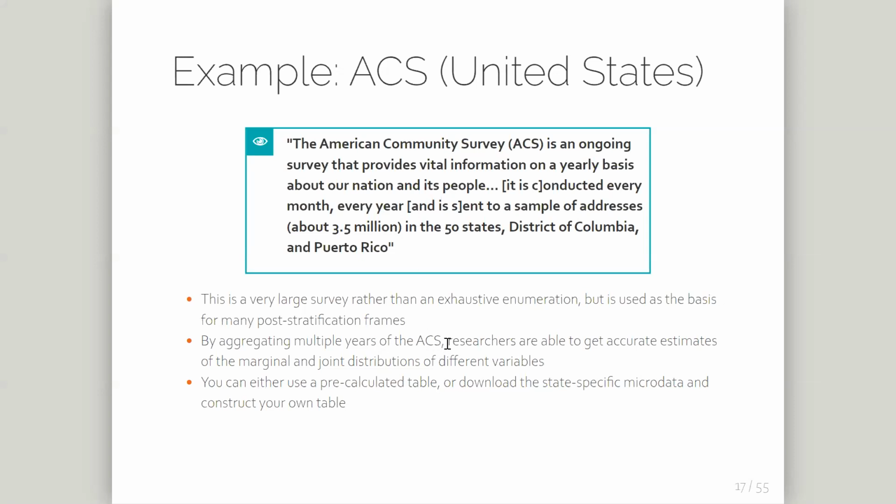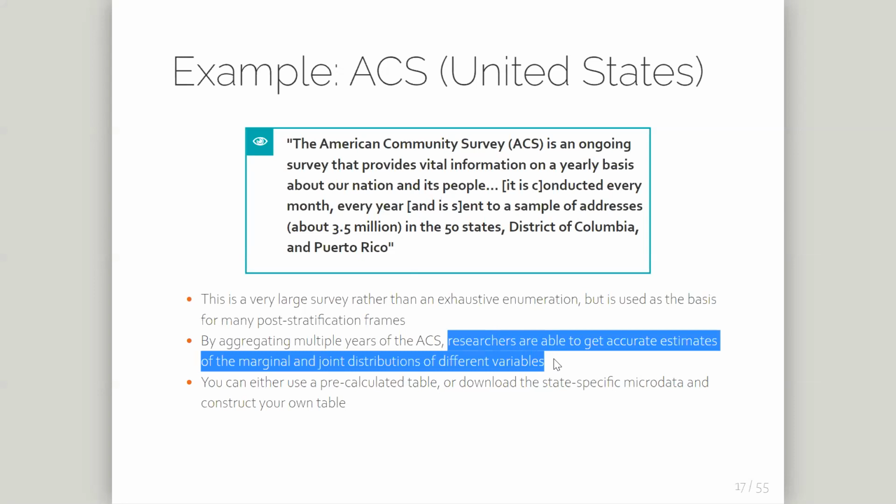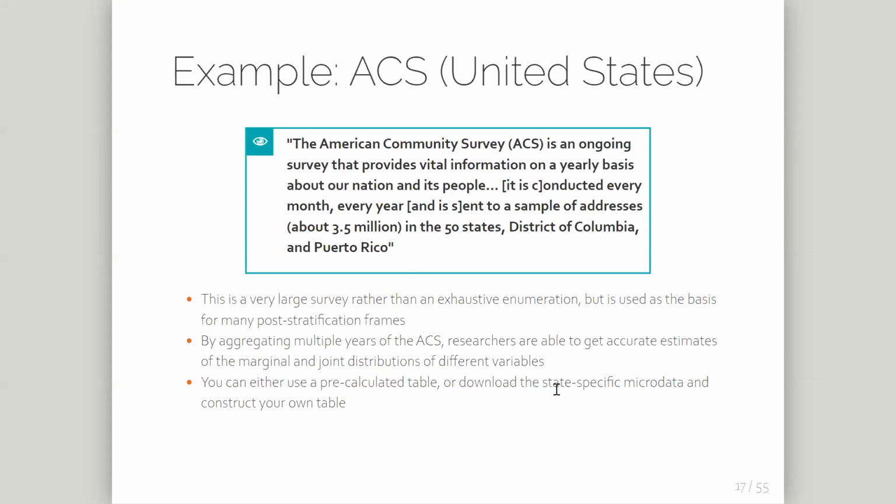Typically, when researchers are using the ACS for post-stratification, they combine multiple years to make sure that they've got enough observations. And if you're using it, you can either use the pre-calculated tables that exist. So there are pre-calculated tables for some three-way combinations, like age, sex, and race would be one. I think there might be some four-way pre-calculated tables, so age, sex, and race by education.